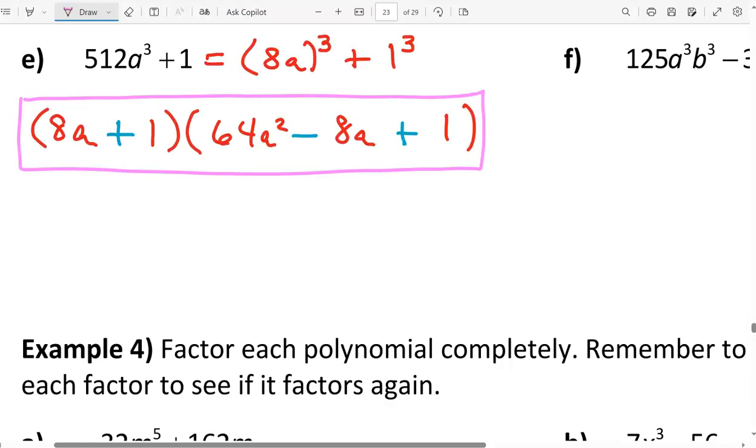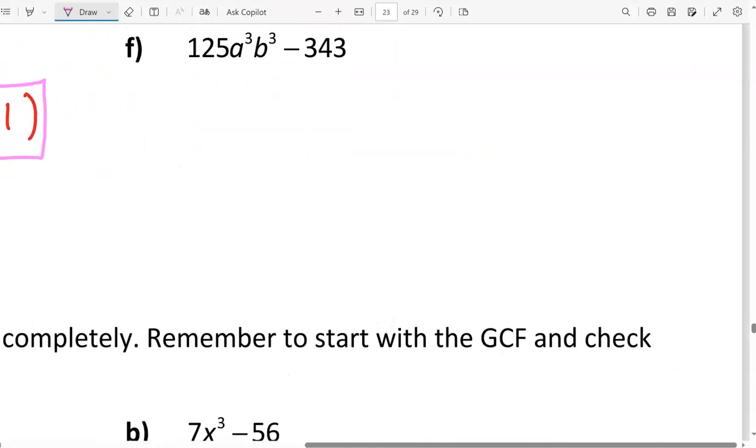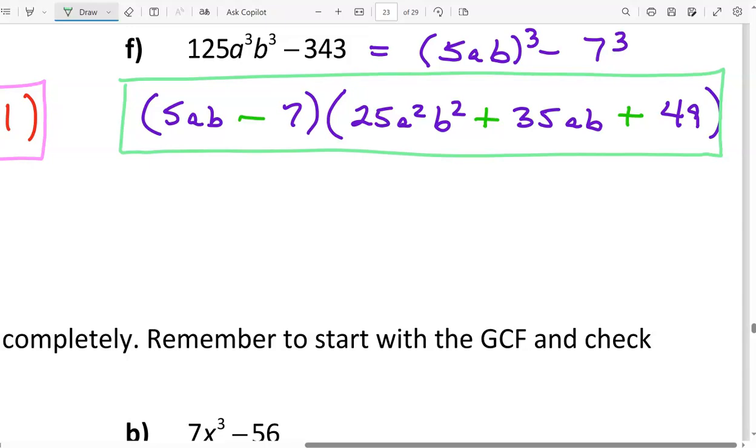All right, did you get 8a plus 1 times 64a squared minus 8a plus 1? Great. Now let's move on to F, and again, let's have you try this one on your own. Pause the video while you do this. All right, did you get 5ab minus 7 times 25a squared b squared plus 35ab plus 49?